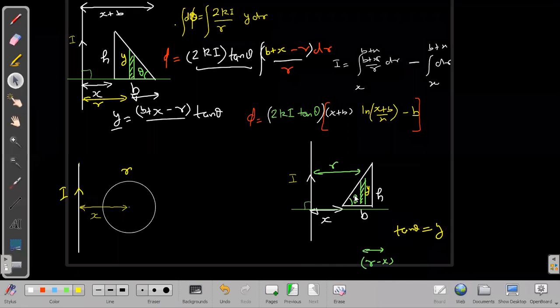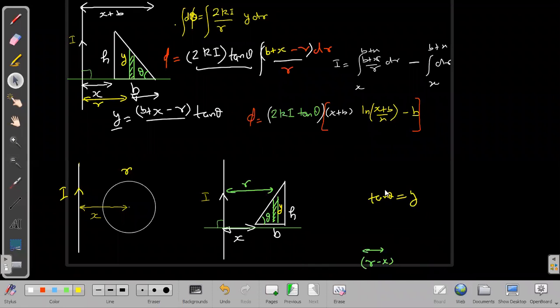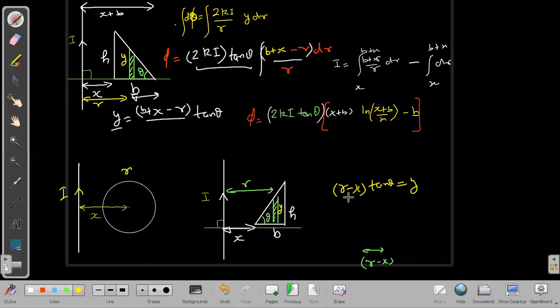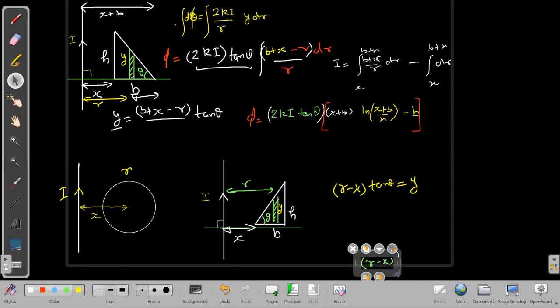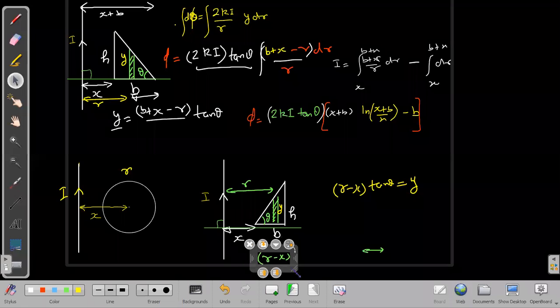Let me write it separately. (R minus x) into tan theta is equal to y. That is the thing we are getting. This was the r minus x distance. Okay, no need to write. I think you know already what it means.